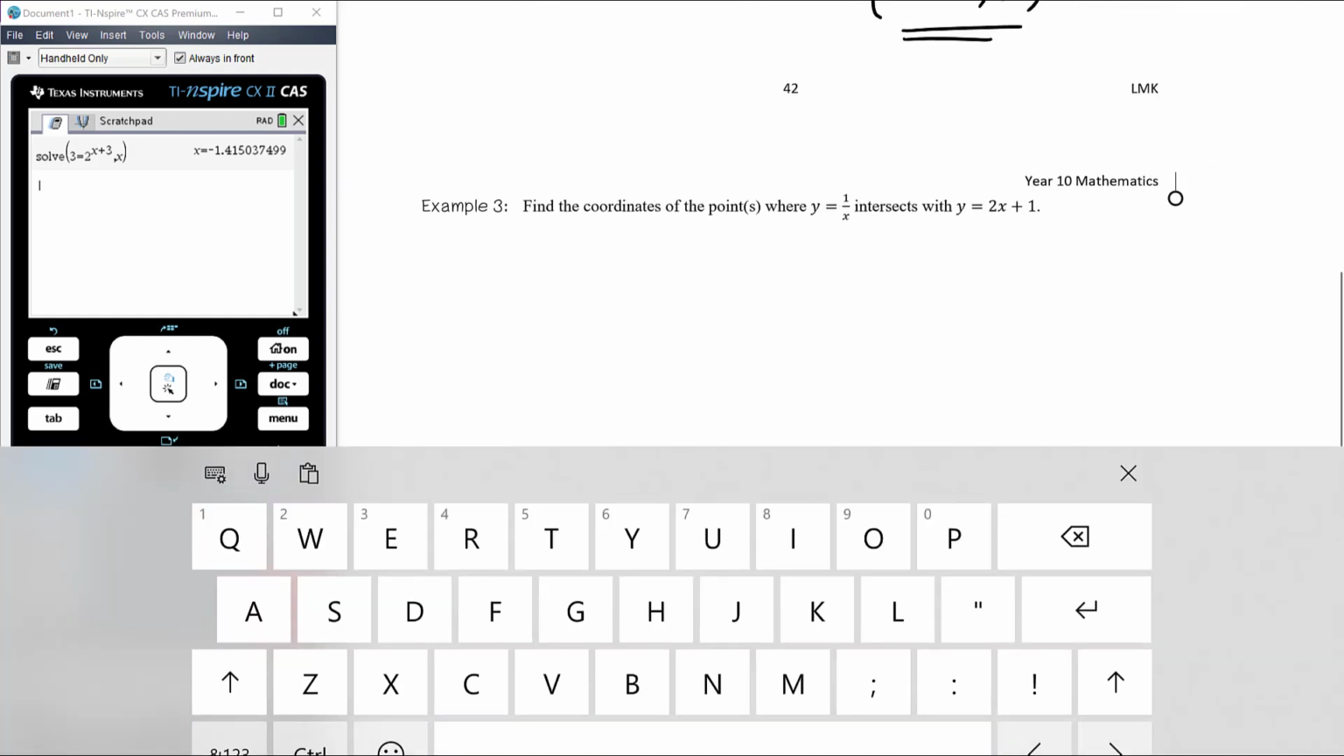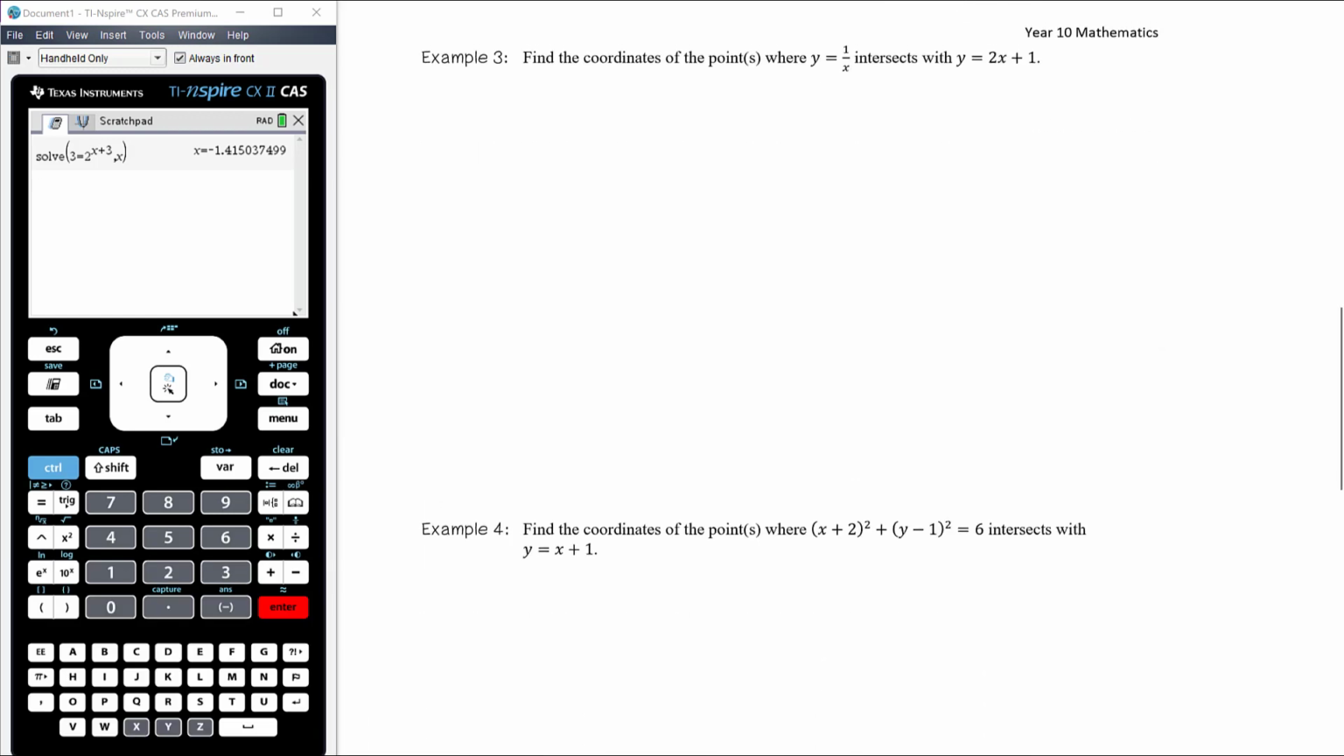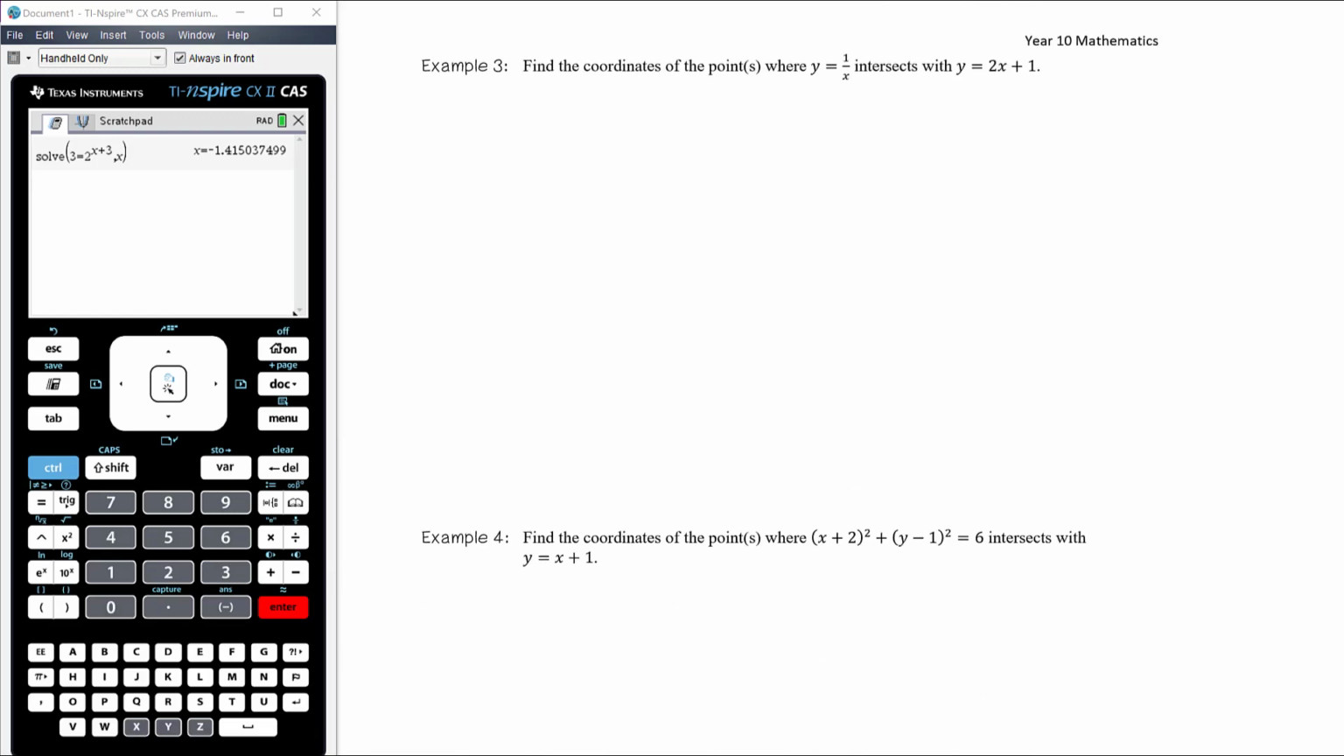Okay, example 3. Find the coordinates of the point or points where y equals 1 on x intersects with y equals 2x plus 1. Okay, so again, let's have a little bit of a think about it. We know y equals 1 on x is a hyperbola. No translations, no dilations, so it's going to look something like this. And then y equals 2x plus 1 is a straight line with a gradient of 2 and a y-intercept at 1. So we want to find where they intersect.